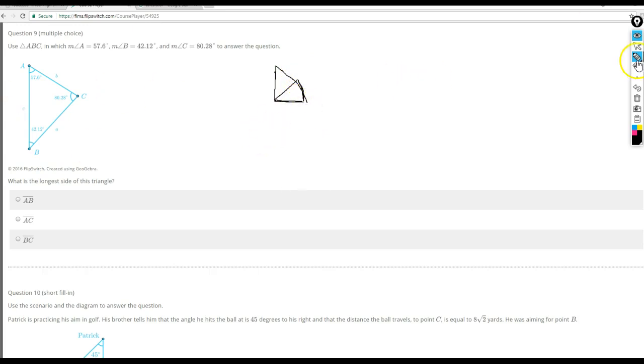So that's how I remember the angle relationships: the biggest angle will have the longest side, the smallest angle will have the smallest side, and the angle in between will have the distance in between the largest and smallest. So I'm going to look at the largest angle, which is C, at 80.28 degrees, and its opposite side is labeled little c, which it can also be labeled as segment AB. So segment AB is the longest side of this triangle.